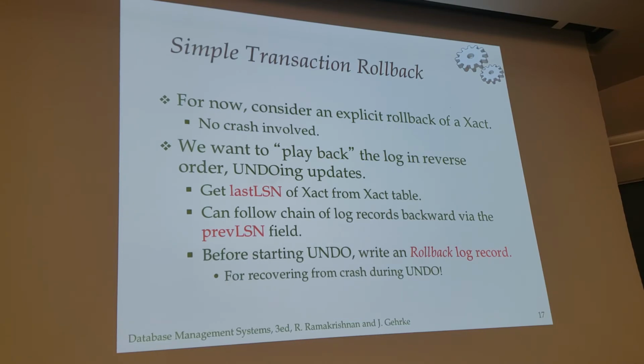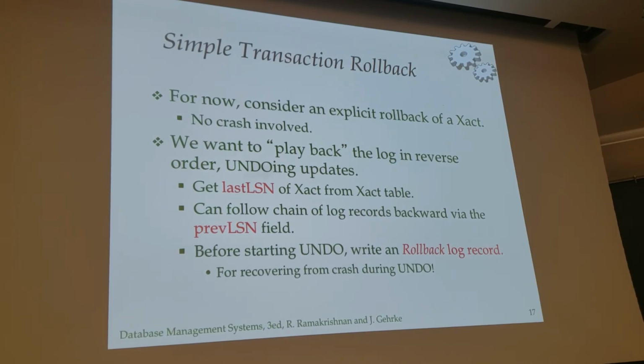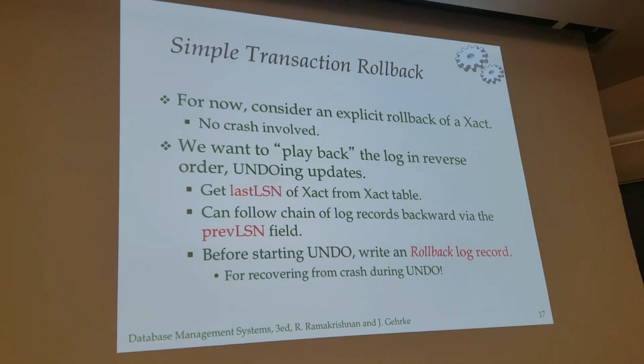And you undo it because you've got the undo record, so you just put back the old value. Then the prev LSN gives you a chain of records that you can follow, and you undo all of them. Okay? And here's the thing: before you start to do the undo, you write a rollback record. The rollback record helps with recovering from a crash that could occur while you're doing the undo, because you want to make sure that the rollback completes.